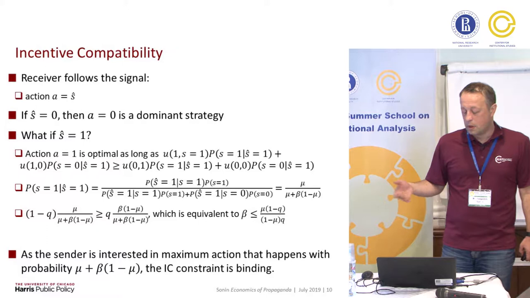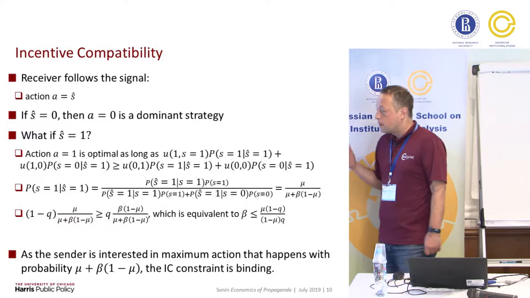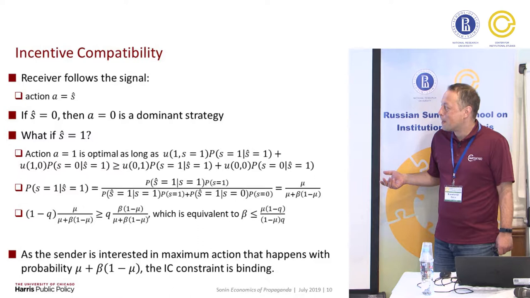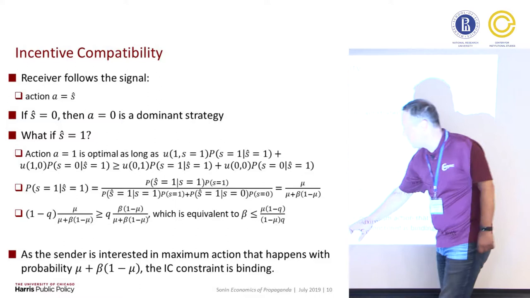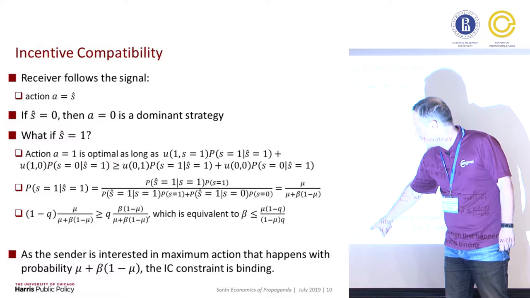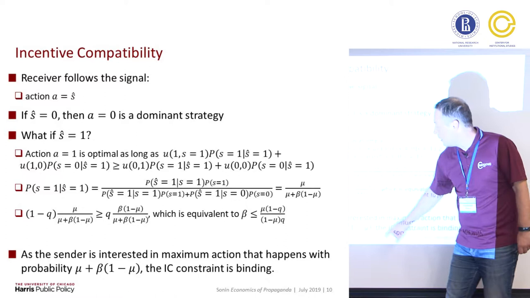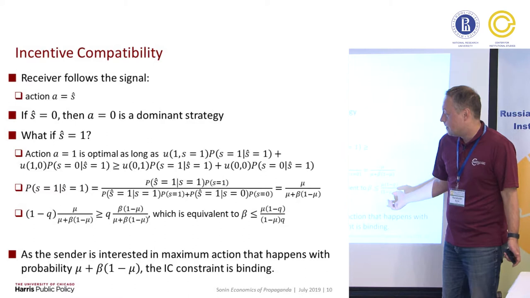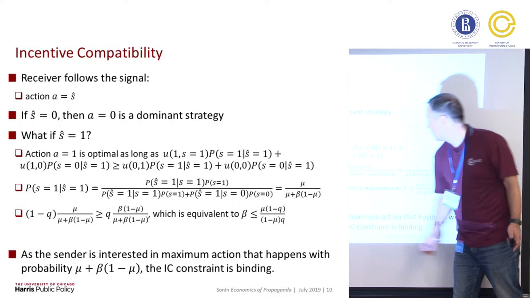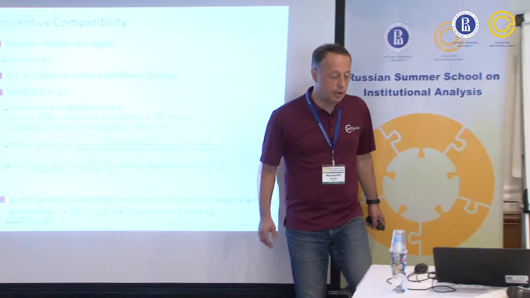Now, the sender is interested in maximizing the action. So here, the action happens when the signal is equal to 1. It happens with probability mu plus beta times (1 minus mu), right? Because this is the probability that the true state is 1 and we report 1, so this is this term, plus the probability 1 minus mu: the state is bad, but we report it as good, so this is the other term. So the sender is interested in as high a beta as possible, so maximizing this given the constraint makes it binding, so this is the sender-optimal amount of bias.